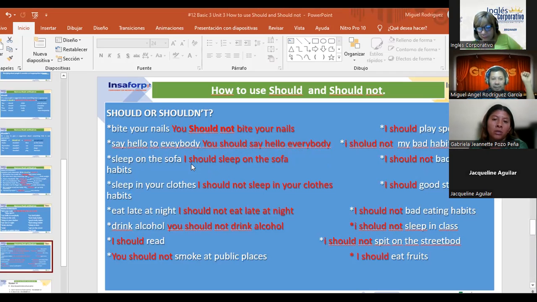I should sleep on the sofa. I shouldn't sleep in your clothes. I shouldn't eat late at night. You should not drink alcohol. I should read. You shouldn't smoke at public place. I should play a sport. I shouldn't my bad habit. I shouldn't bad study.